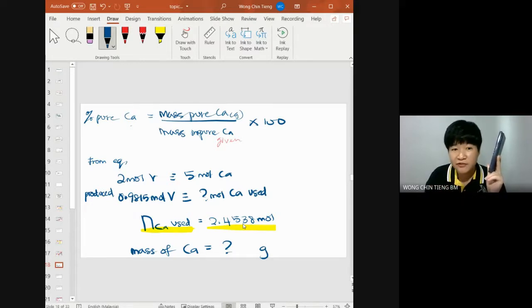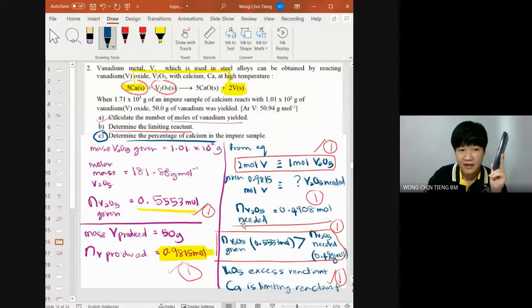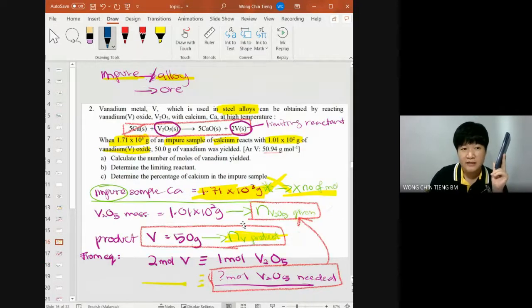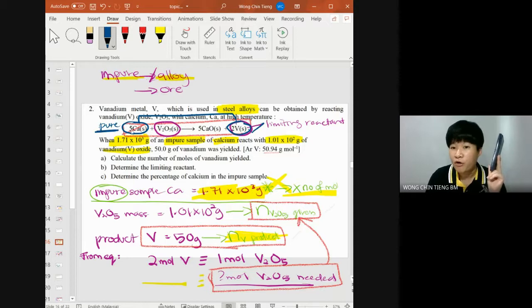Alright, yang akan react dengan vanadium oxide sebenarnya hanya adalah kalsium yang tulen. Pure calcium. Betul? Hanya pure calcium yang akan react dengan dia untuk dapat produk. So sekarang kalau saya guna produk untuk cari balik kalsium, kalsium yang saya cari mesti adalah pure. Sebab hanya pure calcium yang boleh react dan hasilkan produk.